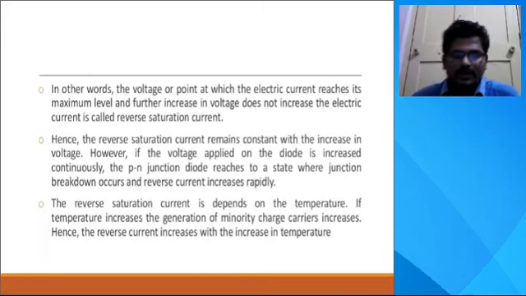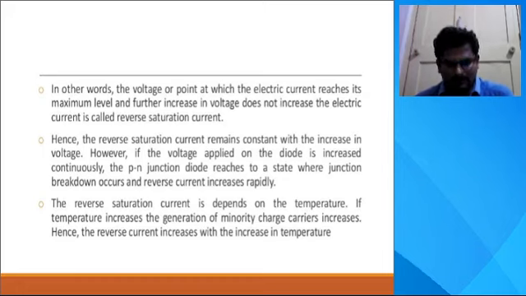In other words, the voltage or point at which the electric current reaches its maximum level, and further increases in voltage do not increase the electric current, is called the reverse saturation current. Hence, the reverse saturation current remains constant with increasing voltage. However, if the voltage applied on the diode is increased continuously, the PN junction diode reaches a state where junction breakdown occurs, and the reverse current increases rapidly.